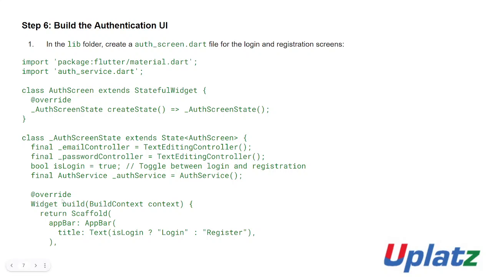@override Widget build BuildContext context. Then within brackets return Scaffold, then the appBar property of Scaffold, AppBar widget. The title property of the AppBar widget is a Text widget, isLogin or Register text. When login is needed, then isLogin is true at first, otherwise Register.